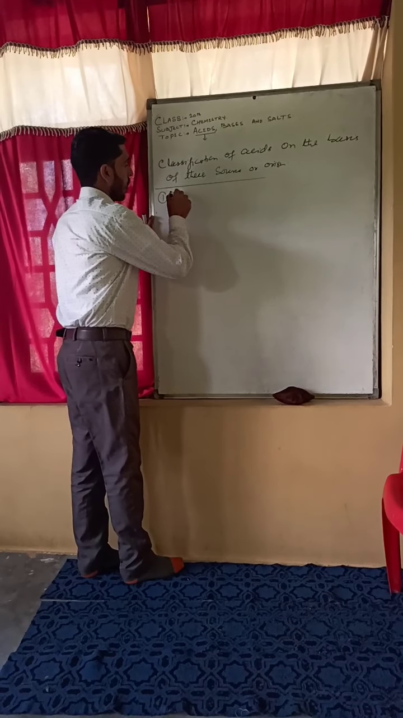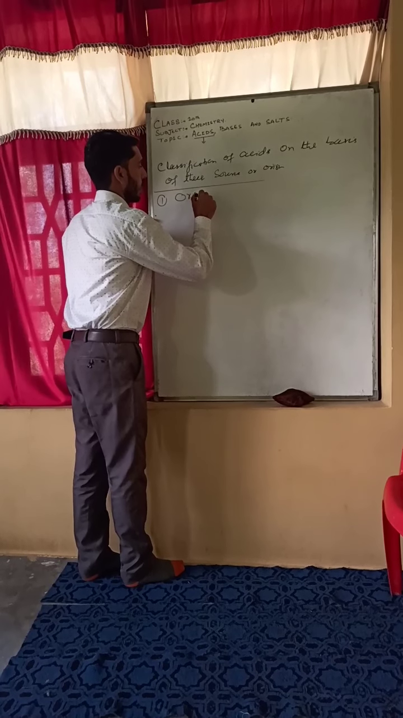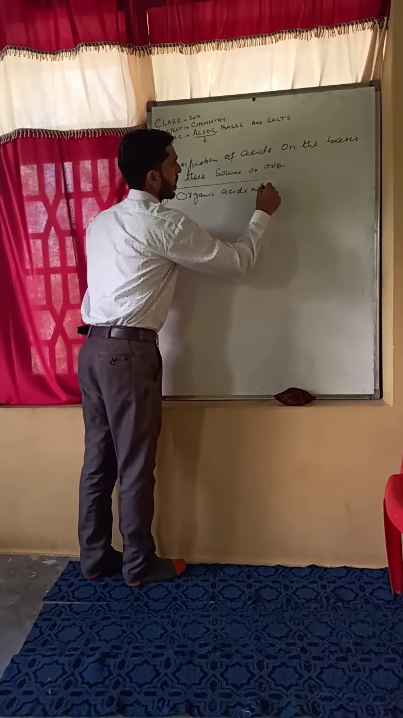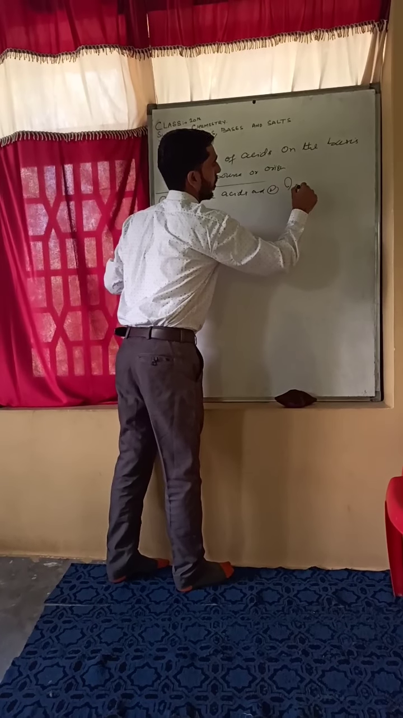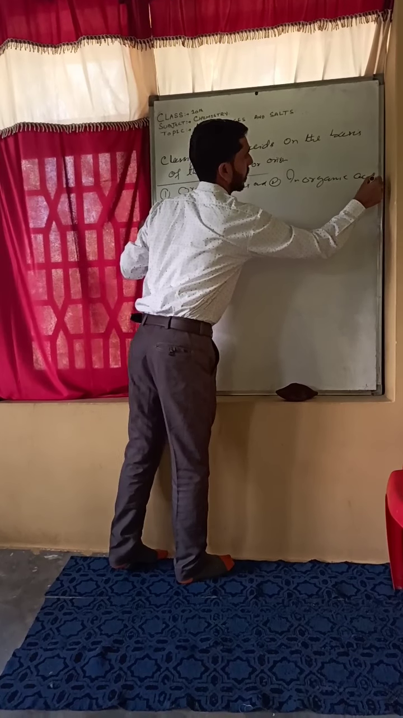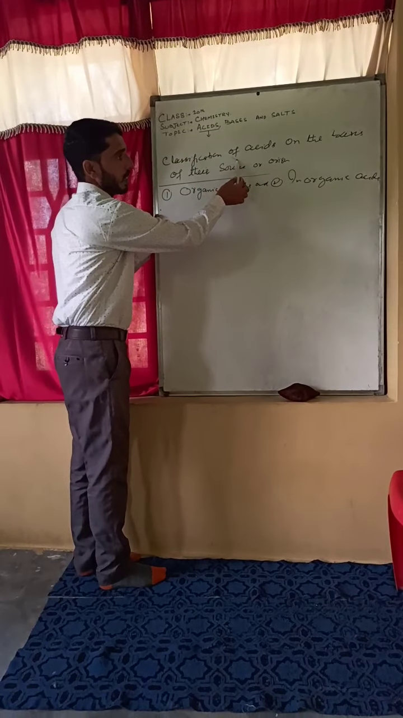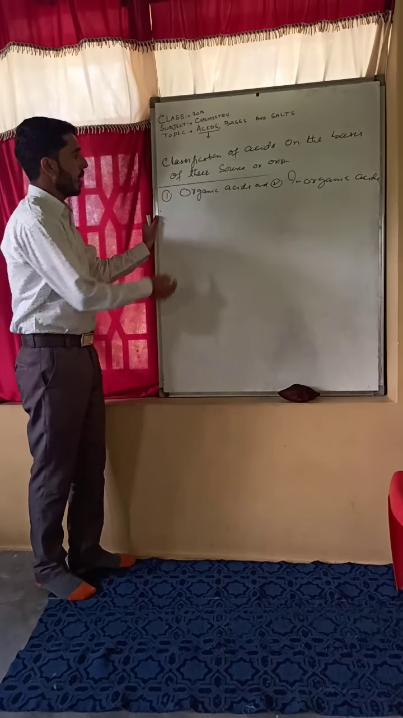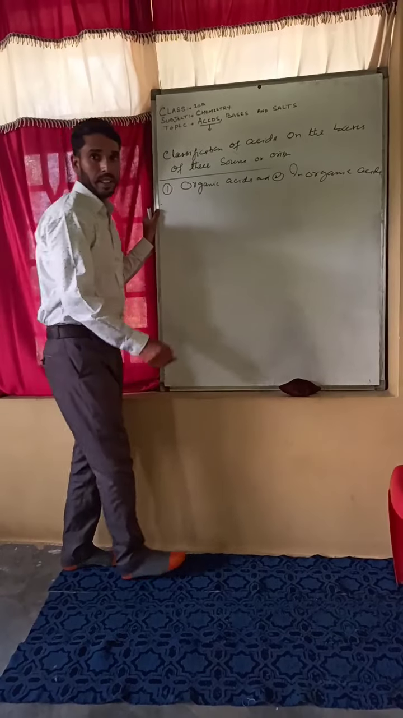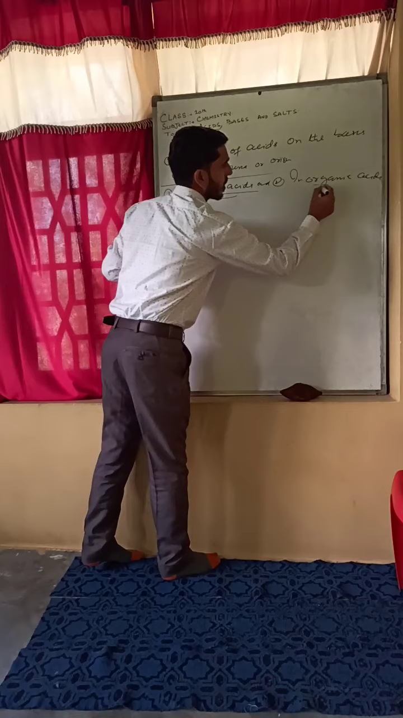Now first is organic acids, and then second is inorganic acids. Clear? When we talk about classification of acids on the basis of source or origin, there are two types of acids, organic acids and inorganic acids. Now we will talk about this, then this.